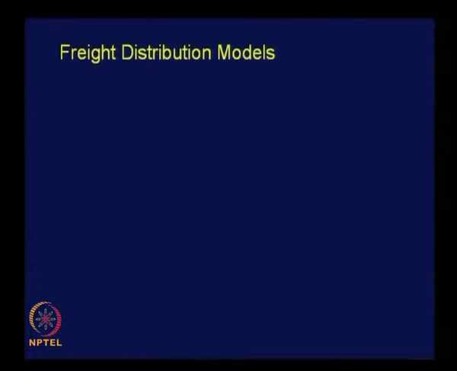Freight distribution models. You may recall how we analyzed passenger trip distribution. The influencing factors were trip production, trip attraction, and then some factor reflecting the spatial separation between traffic zones, isn't it, considered as a friction factor, isn't it. And the model that we used is the gravity model of trip distribution, isn't it. That is what we did in the case of passenger transportation.